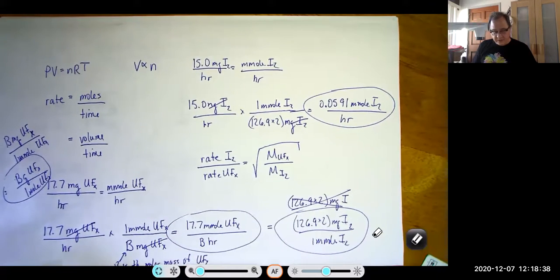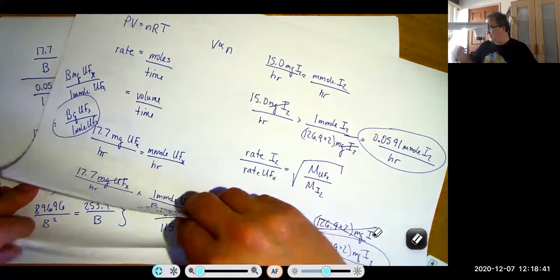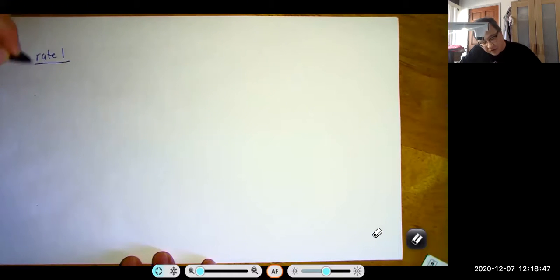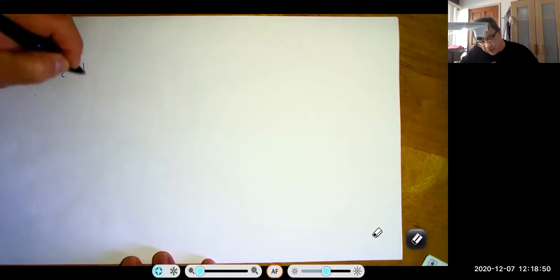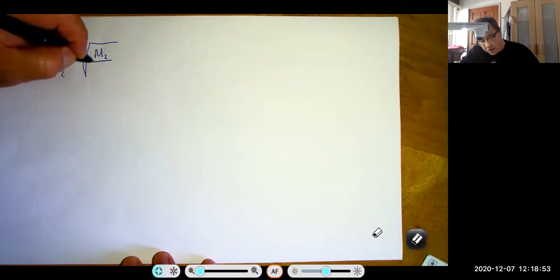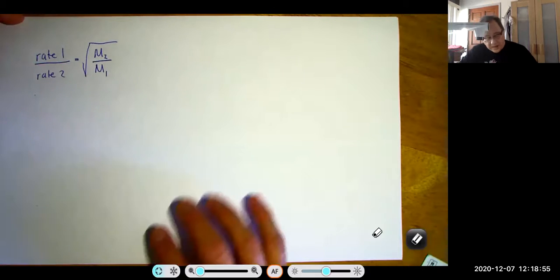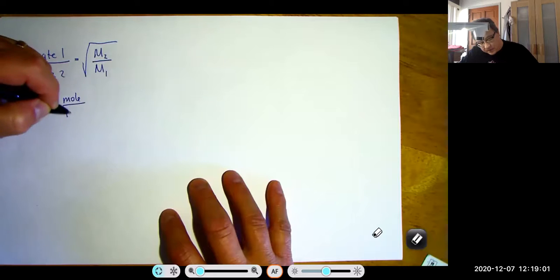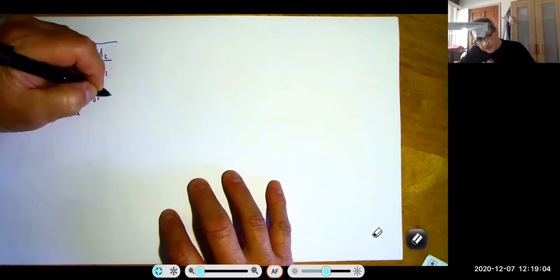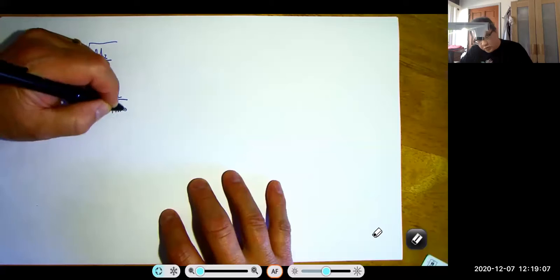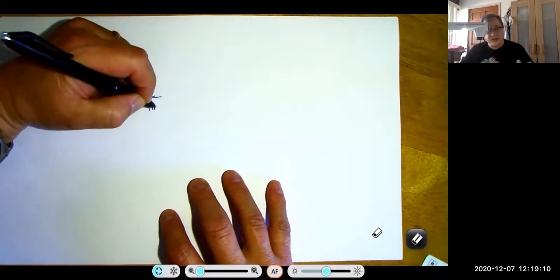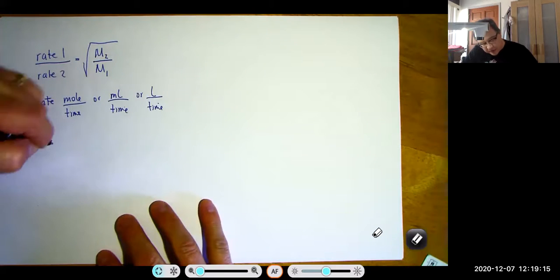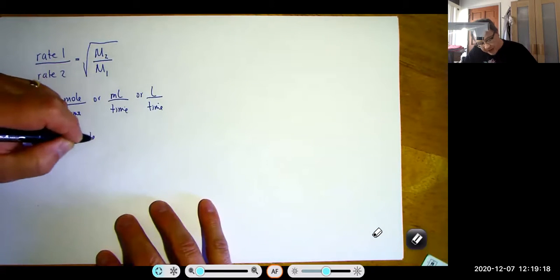So if you think about how I did this problem, I did a number of things. First, I realized that the rate of 1 over the rate of 2 is equal to the square root of the molar mass of 2 over the molar mass of 1. And then I realized that the rates must be moles per time or milliliters per time or liters per time, basically volume per time. So that means I took the rates that we were given and I turned them into moles per time.